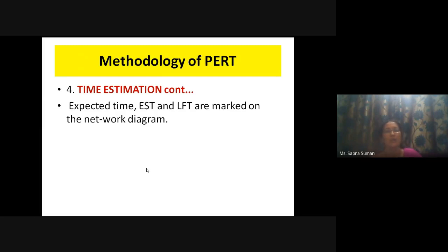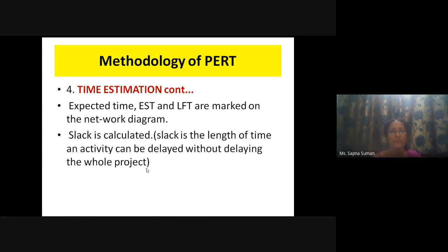So EST, again one more term here, is also known as the earliest start time or the expected time. That is also marked on the network diagram. Network diagram here means the PERT charts, which we have discussed. So on the PERT charts, you are going to mark all these things. And another new term, slack. Slack is also a type of time only. So slack is also calculated.